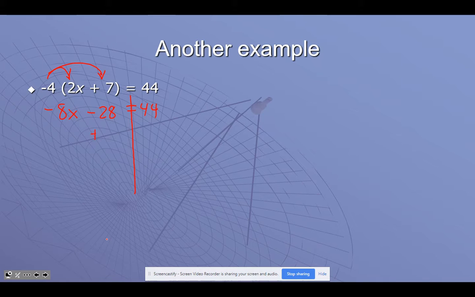At this point, I want to add 28 to both sides. And I have negative 8x is equal to 72. That was using the addition property of equality. Dividing by negative 8 on both sides gives me x equal to negative 9. That was the division property of equality. Again, if you've memorized your properties at this point, you don't need to write them. At this point, you could also perform a check if you so desire.